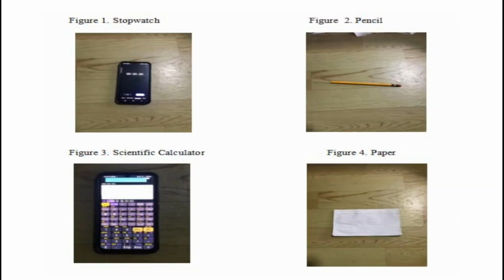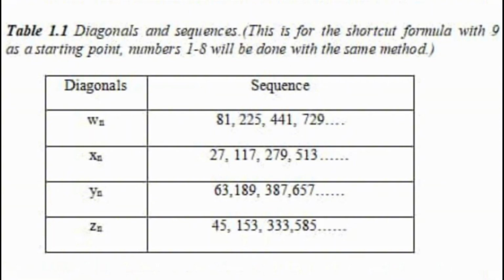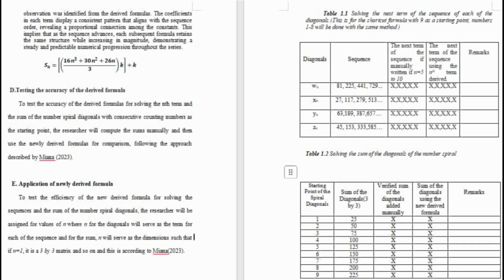First, we gathered all necessary tools. We analyzed the number spiral starting from 9, identifying the sequences that appear along each diagonal. Using these sequences, we applied finite differences and quadratic equations to find the end term for each diagonal. We then used two main methods, the difference method and the system of equations, to derive our shortcut formulas. Once we obtained all those formulas, we tested them by comparing the results with those from the traditional method.